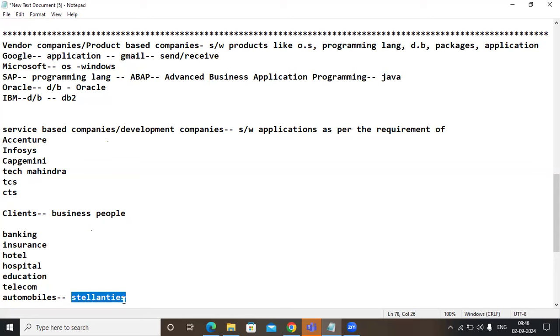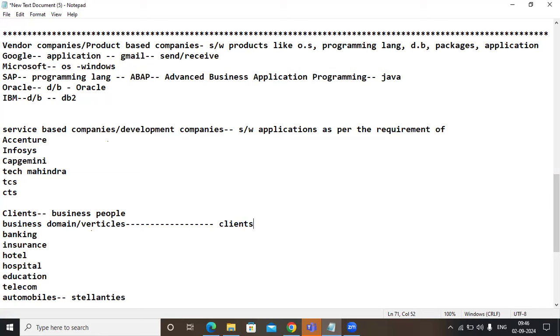Stellantis is the company, and they are doing which business? They are basically selling vehicles. That is automobile business. Point clear? So you should not say banking, insurance, hotel, hospital. These are not clients, guys. These are the business domains, or I can say business verticals. Business domains are different, clients are different. Clients belong to a particular business domain.